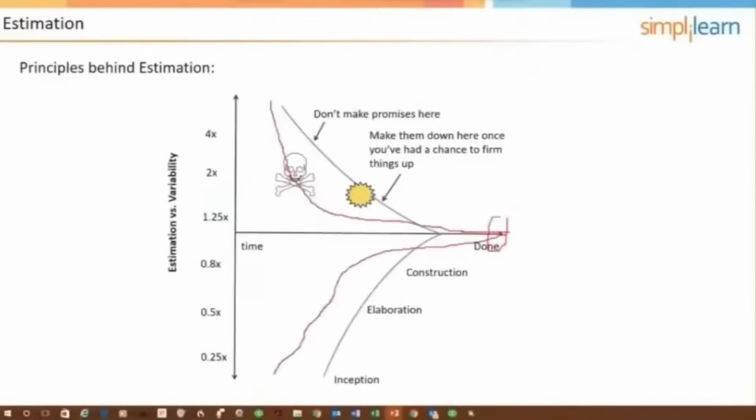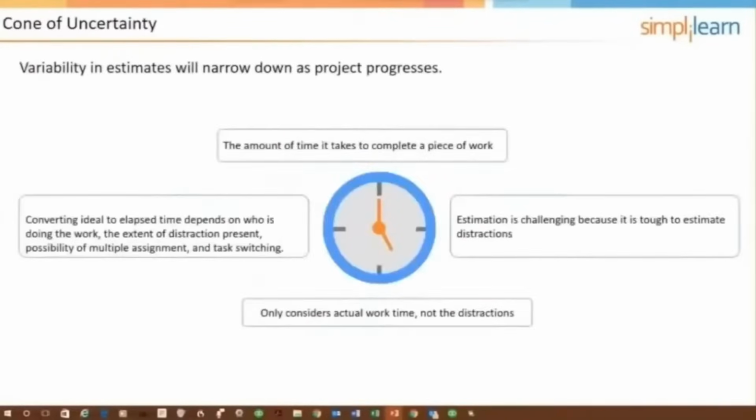Okay, we talked about the cone of uncertainty. Let's talk about ideal time. When we do estimating for user stories, we do it in ideal days. When we do estimating for tasks, we do it in ideal time, which means hours. I think that's on the whiteboard, or it was on the whiteboard. Oh, it was on it.